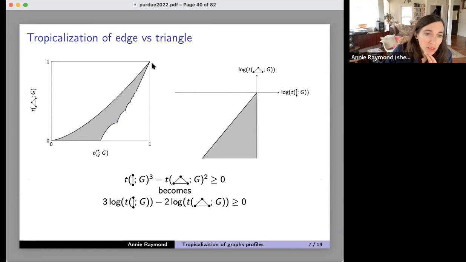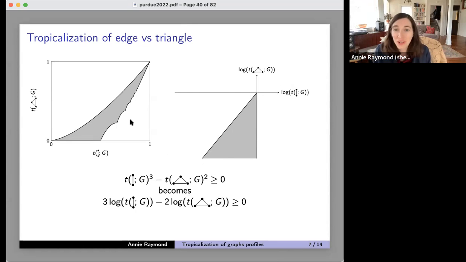And so that top inequality, once I take the log, just becomes 3 times the log of the edge density minus 2 times the log of the triangle density, right? And if I plug that into this here, then I just get this nice linear inequality, right? And so I've lost all of the scallopy concave little bits. I've lost all of the interesting things in this particular instance.